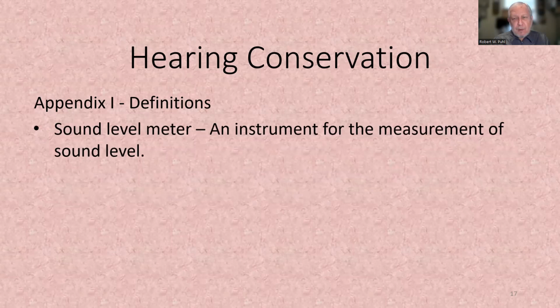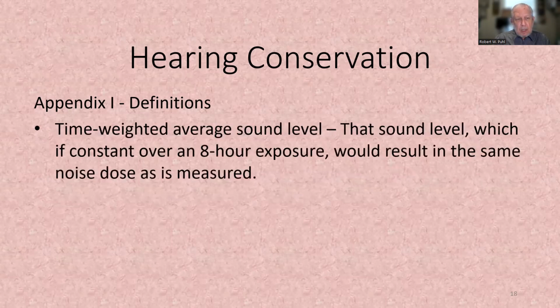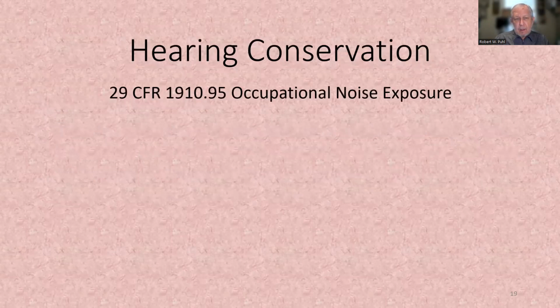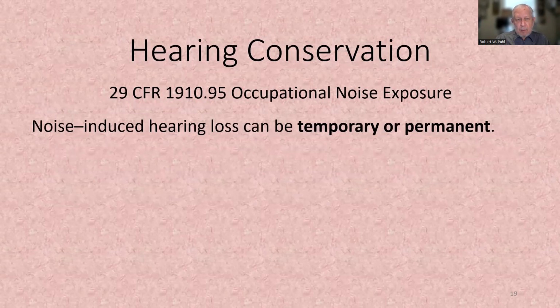Sound level meter: instrument for the measurement of sound level. Now, a dosimeter and a sound level meter are different. A sound level meter just measures it right here, right now. Time-weighted average sound level: that sound level which, if constant over an 8-hour exposure, would result in the same noise dose as is measured. So now we're going to get into it.